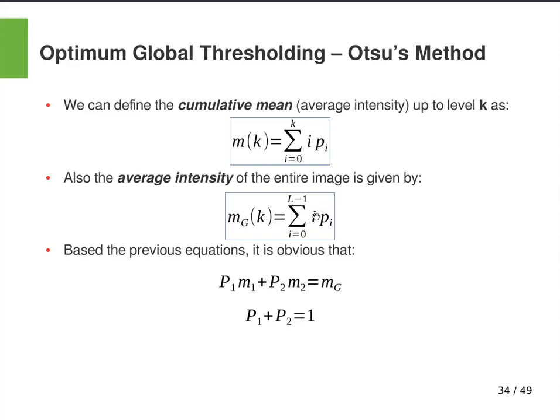As you can see here, we don't have any dependency on k, so this is wrong. We have m_k, but m_g is not dependent on k, so this should be m_g. Based on previous equations, it is obvious that P1 M1 plus P2 M2 equals Mg, and the sum of P1 and P2 equals 1. These are things you can easily verify using the previous equations.